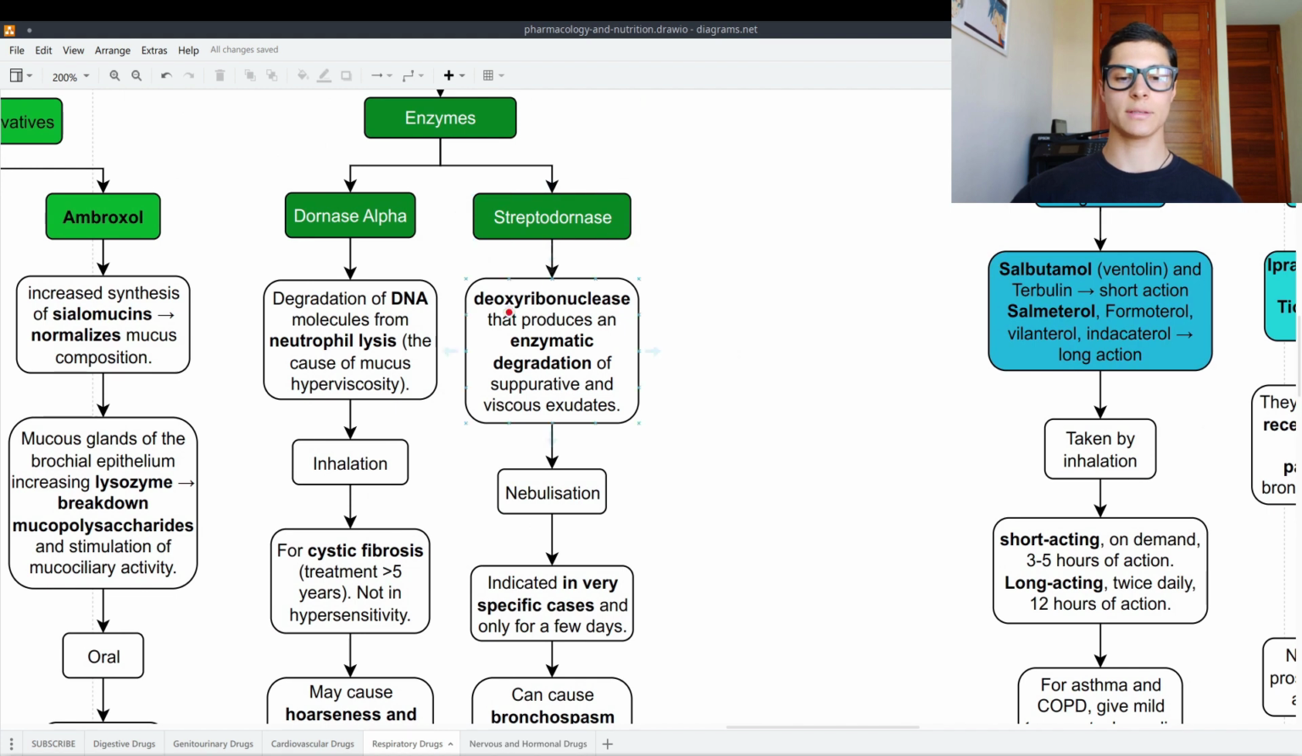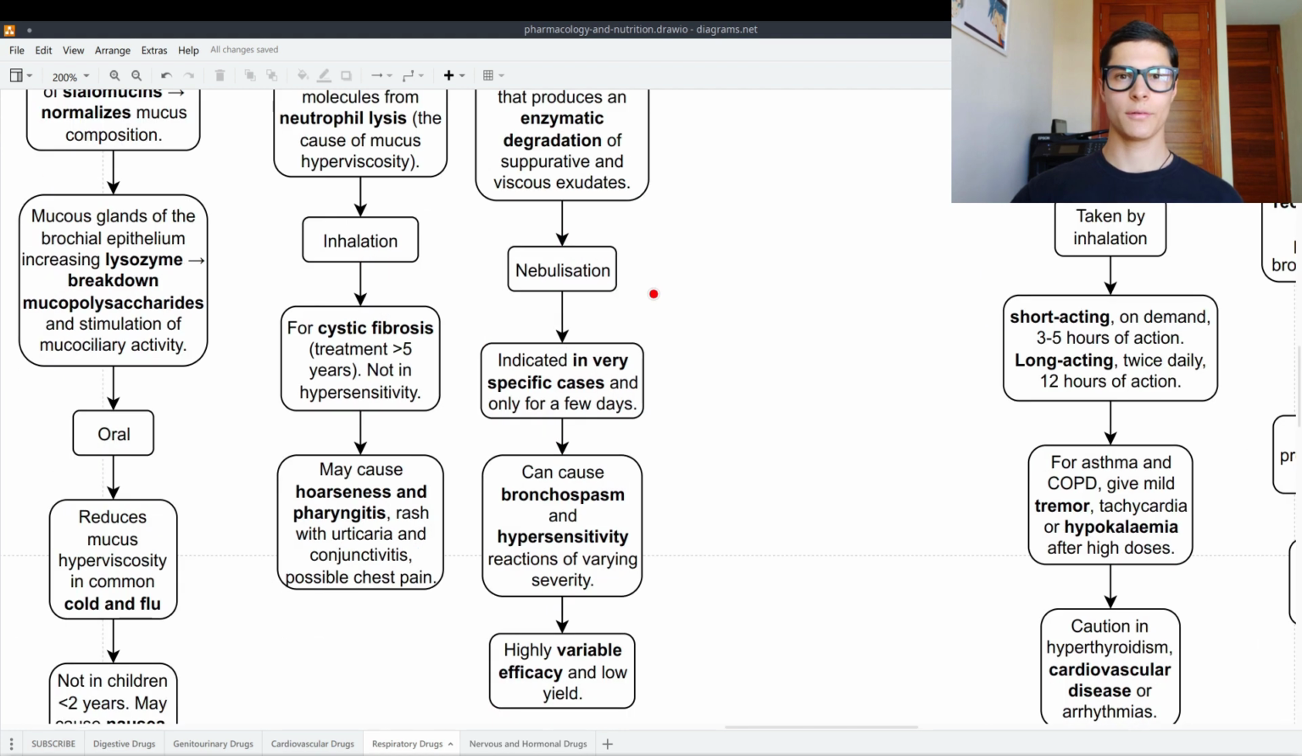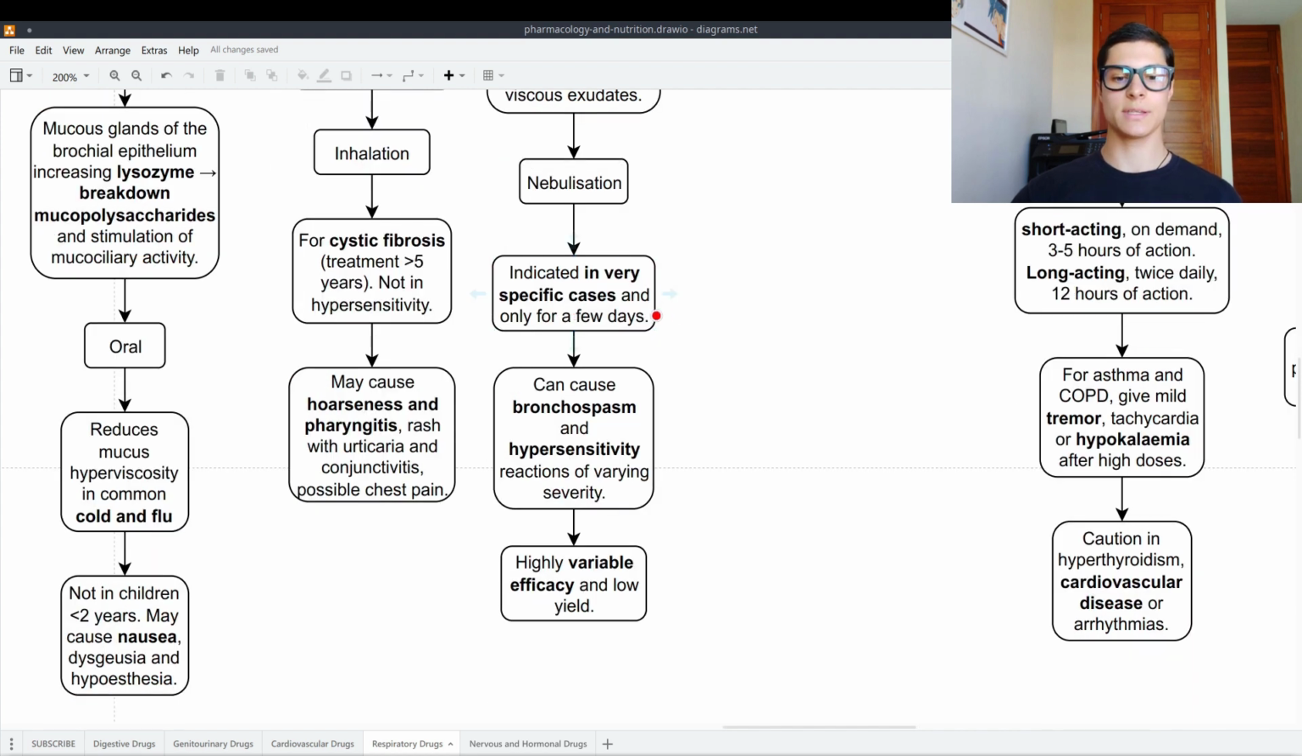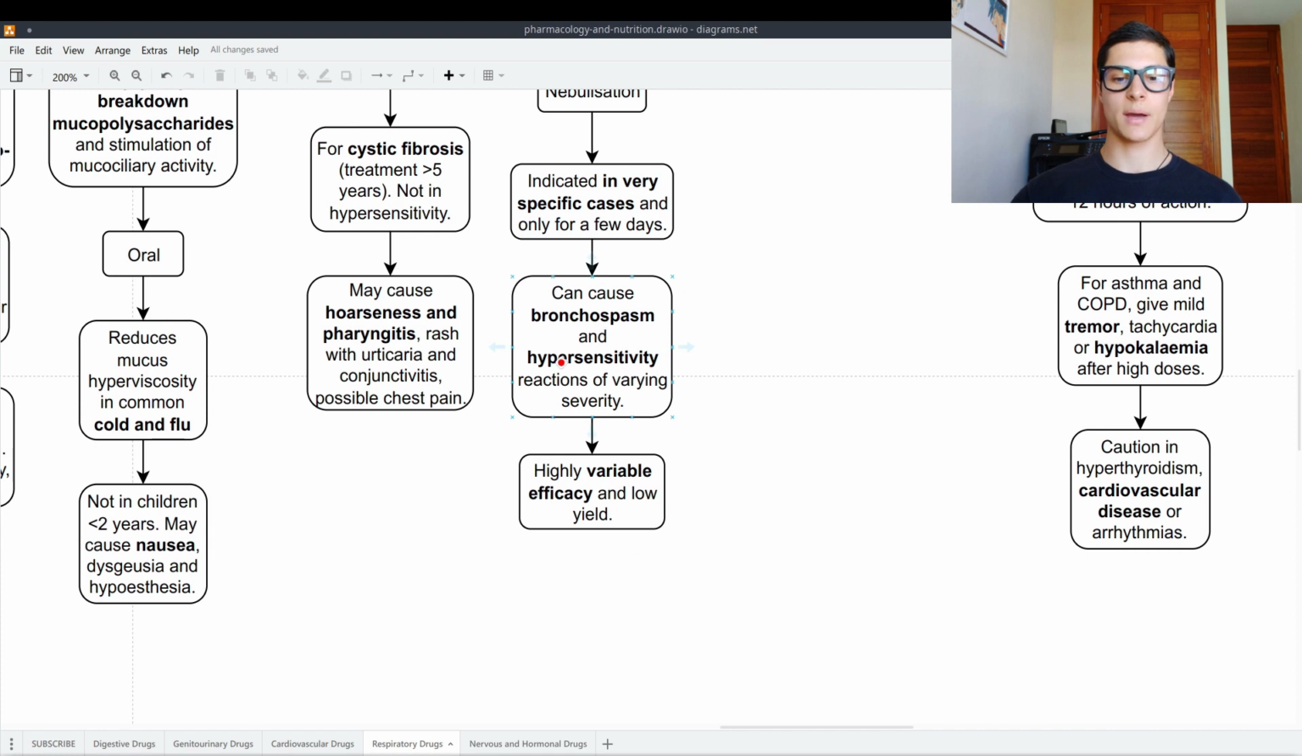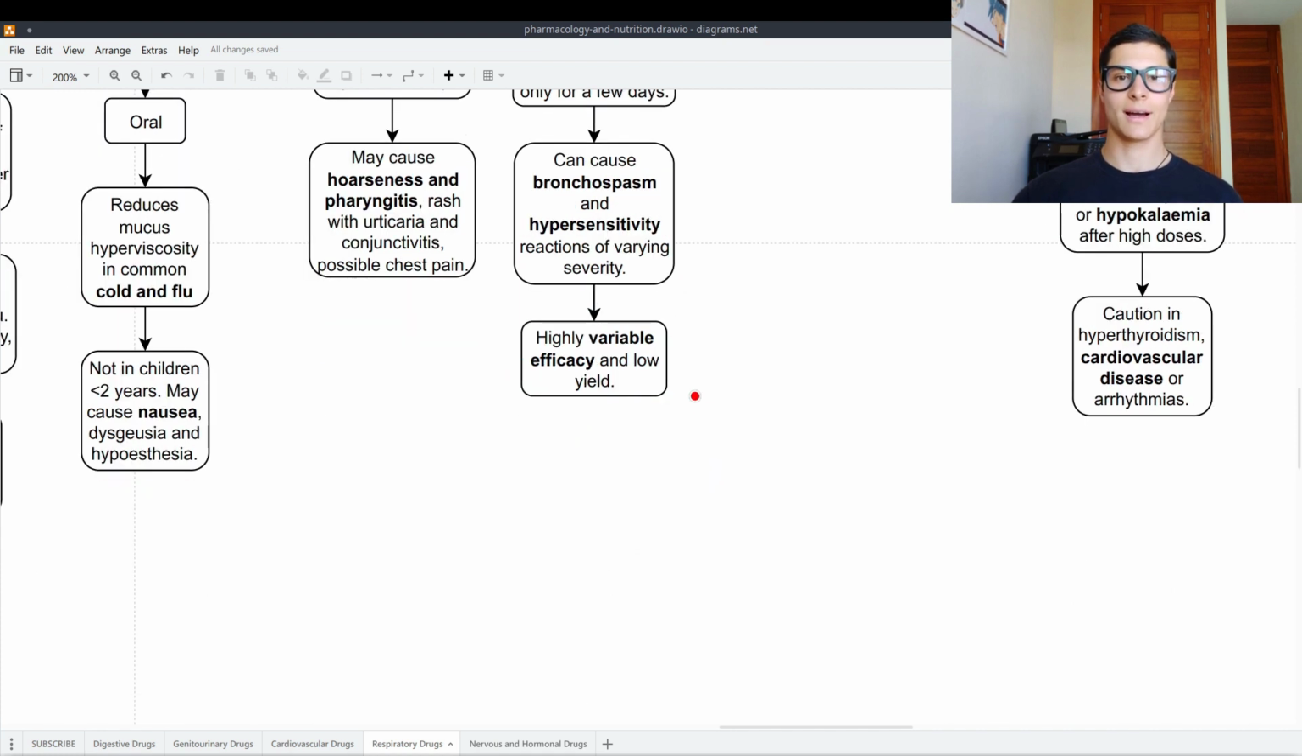Streptodornase is a deoxyribonuclease that produces an enzymatic degradation of suppurative and viscous exudates. The way of taking it is nebulization. It is indicated in very specific cases and only for a few days. It can cause bronchospasms and hypersensitivity reactions of varying severity. It has a highly variable efficacy and low yield.